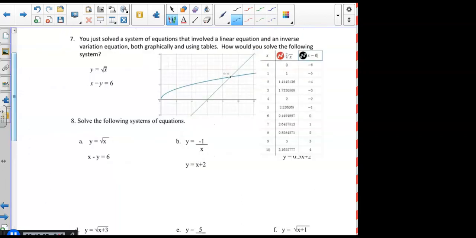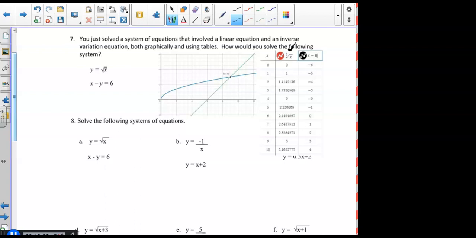So on 5 and 6, we did talk in class about how those are inequalities, but we are going to move to number 7 to see how we can solve a function where we're given a square root and a line in a linear function. So we are asked to solve this system by graphing and using a table. So what we've done here is we typed this y equals the square root of x in our y1.